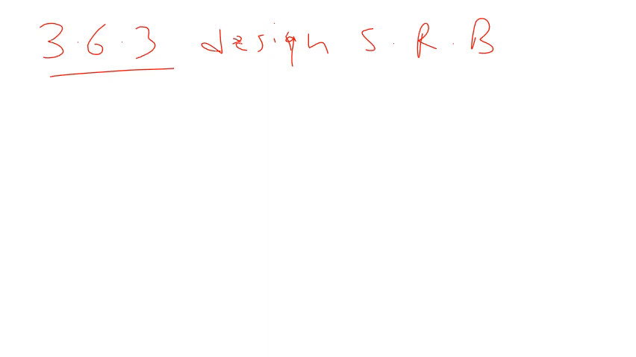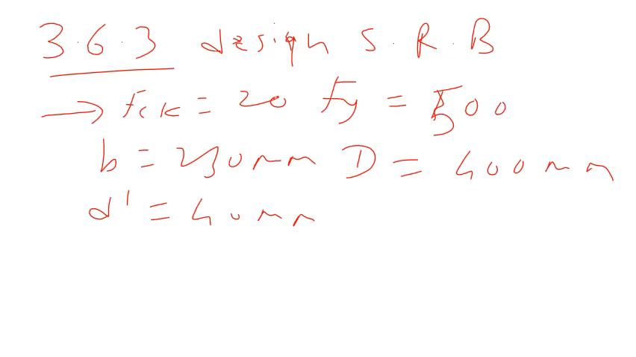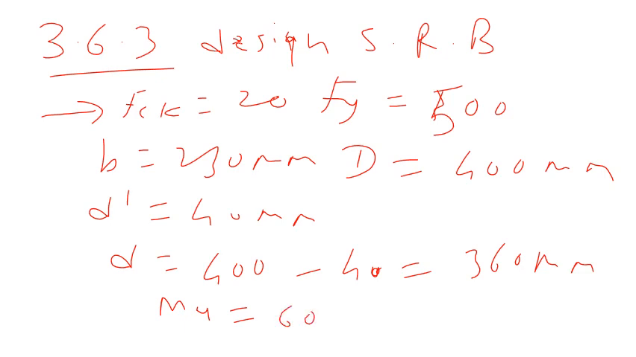So again, list out the given things. fck as usual is 20 Newton per millimeter square. fy, the grade is 500, so we take 500 Newton per millimeter square. b is given 230, that is the most common width. Capital D is given 400 millimeter, and the effective cover is 40 mm. So easily we can find small d, that is capital D minus d dash, 40, so it will come to 360 mm. This beam has to resist this ultimate moment, 60 kilonewton meter, and our job is to find the area of steel required for this singly reinforced beam. So let's try to solve this problem.